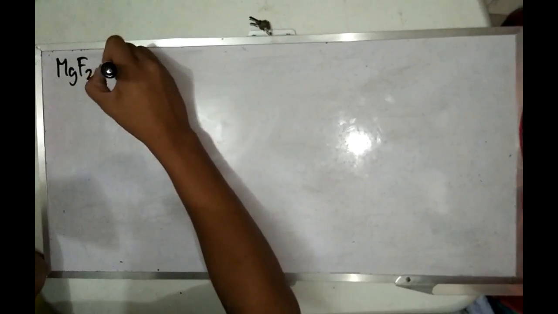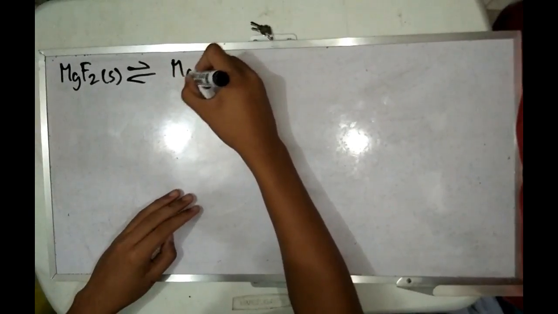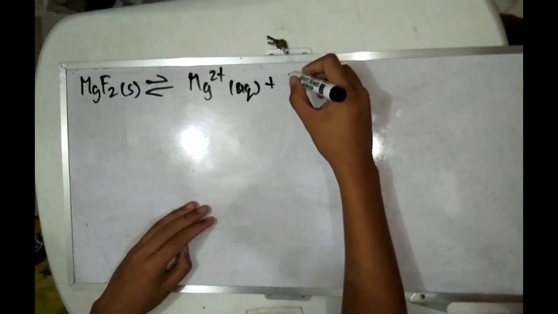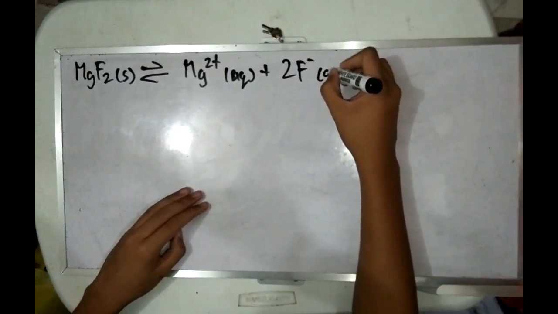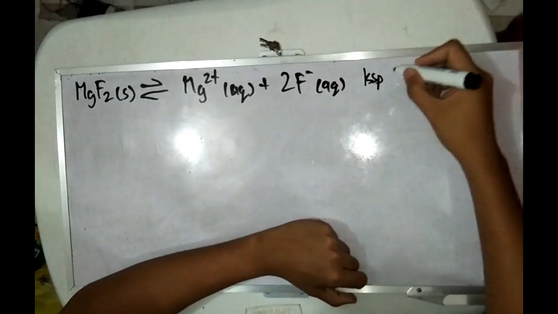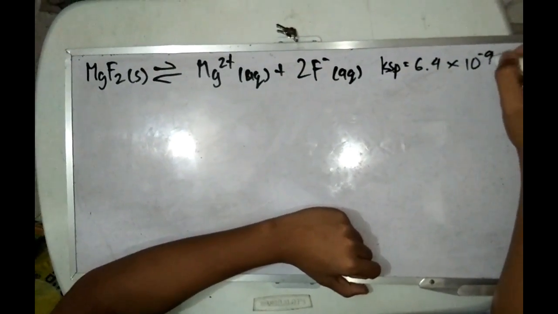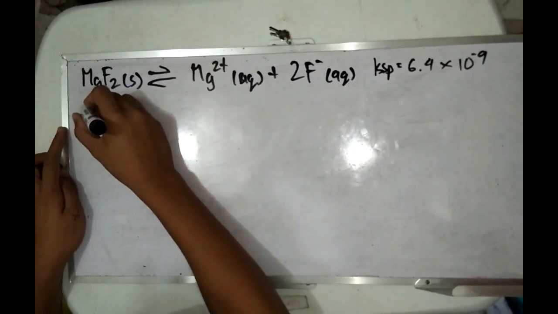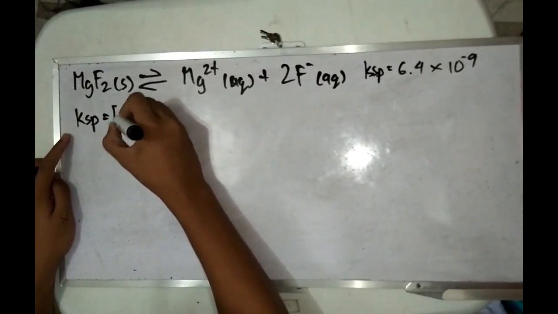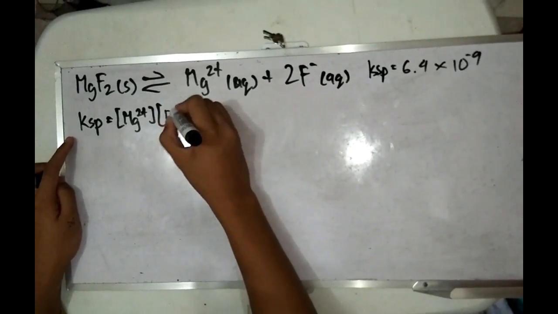To solve for part A, we would need to write the proper chemical equation for MgF2. So, MgF2 would dissociate to form Mg2+ and 2F-. And we would also need to write the KSP for MgF2, which is 6.4 times 10 raised to negative 9. We would also need to write the KSP expression of magnesium fluoride, which is Mg2+ times F- squared.